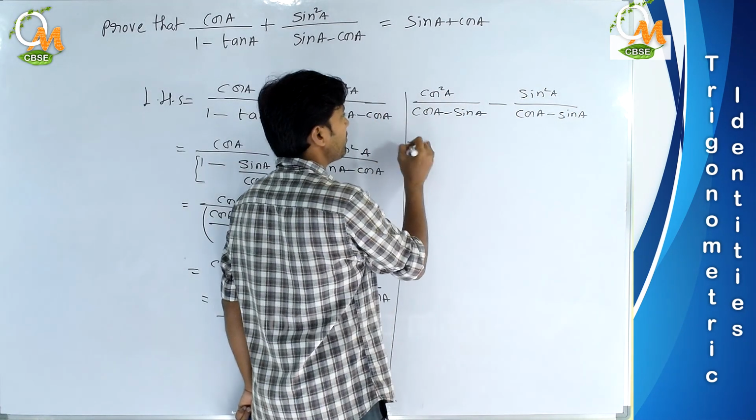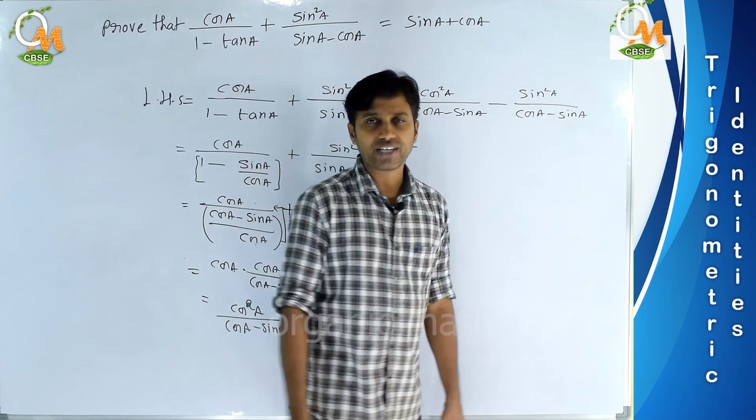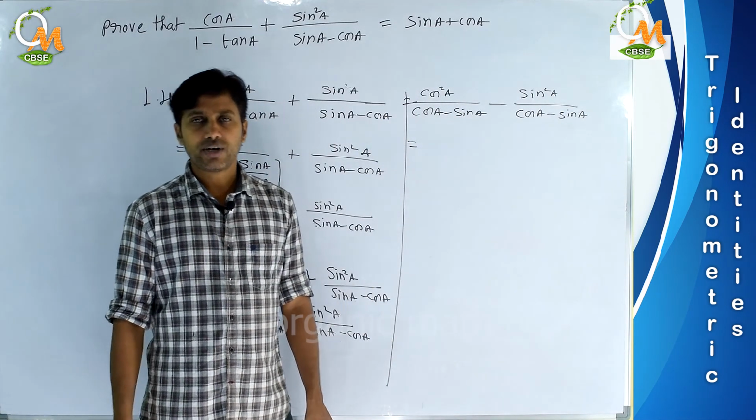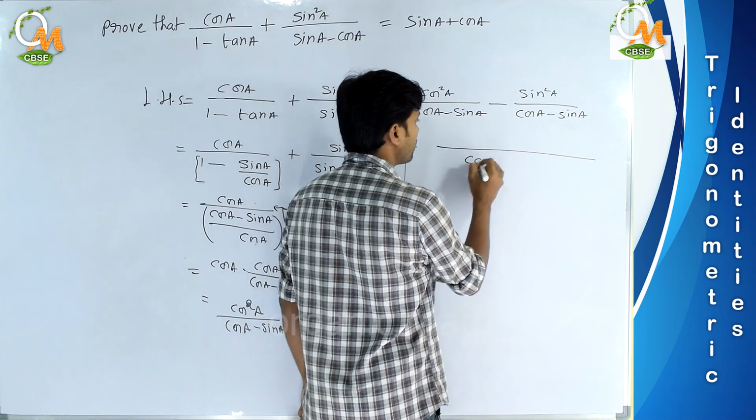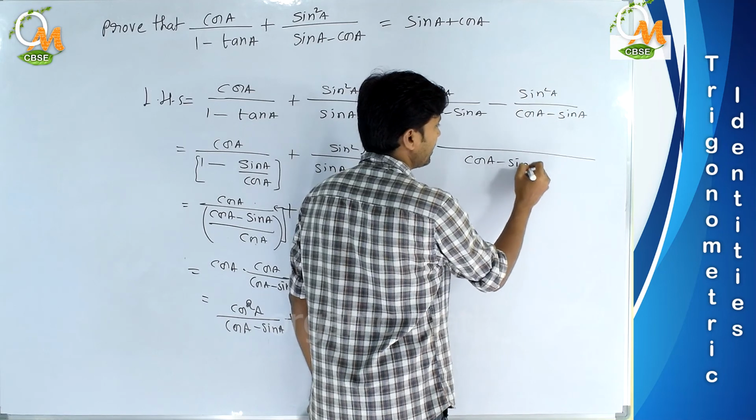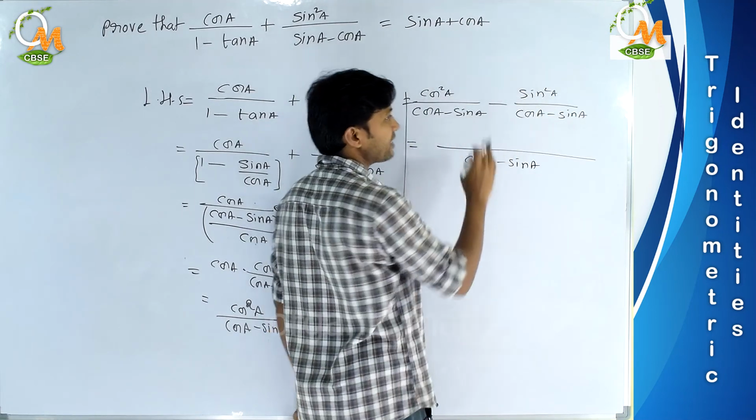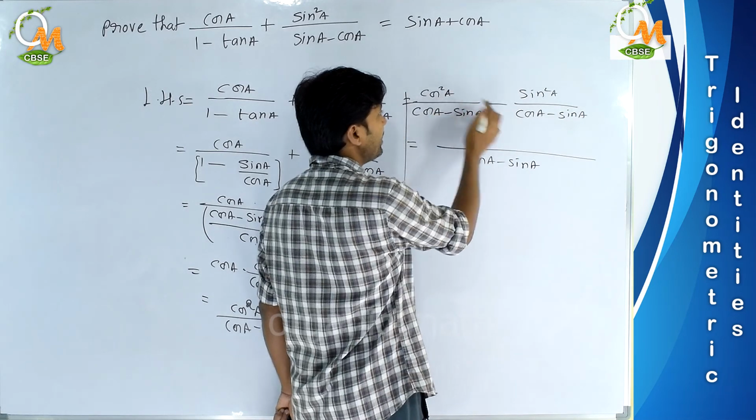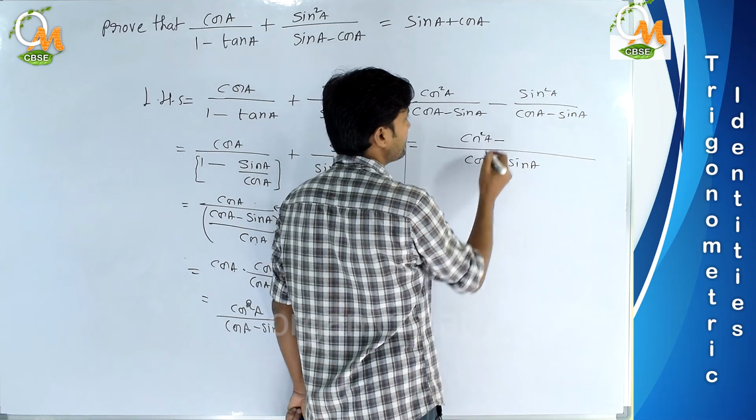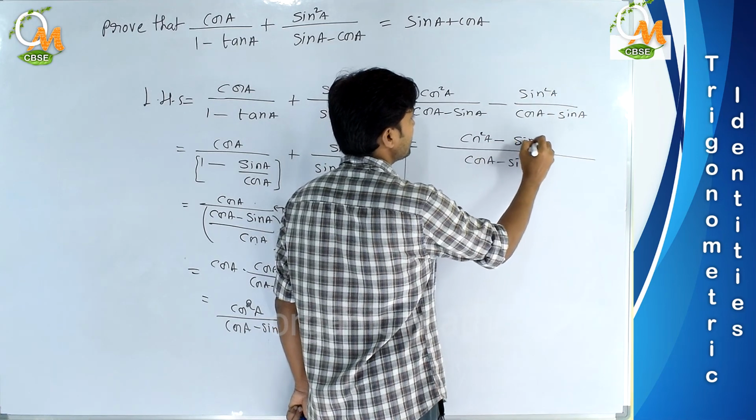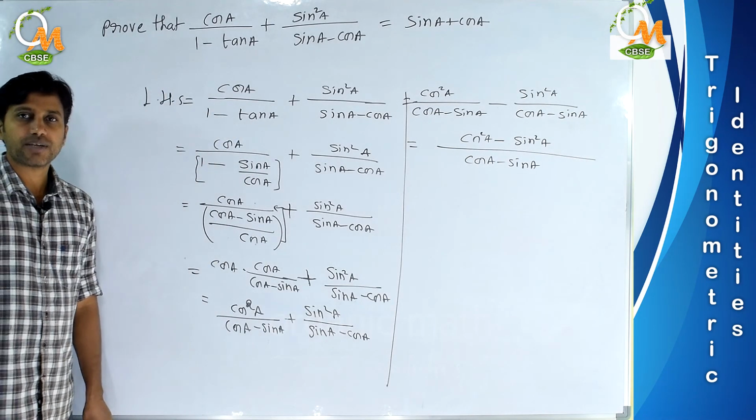So as you observe here, cos A minus sin A and cos A minus sin A, we have same denominators. So what can we do? Simply, without taking LCM, we can put it as it is. So cos A minus sin A, LCM is itself only. And we can write down the numerator part straight away. So cos square A, here minus symbol is there in between, and minus sin square A, right? So cos square A minus sin square A over cos A minus sin A.